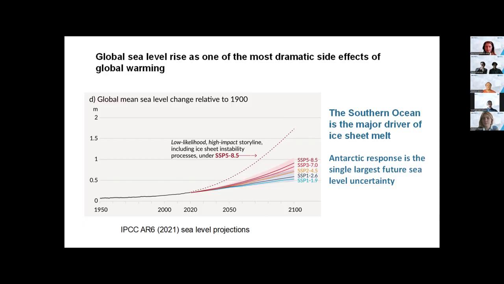So here's from the IPCC report showing that the rate of sea level rise by the end of the century will depend on the emission scenario that we as a society choose to follow in the next years. So the Antarctic has a major contribution to sea level rise, and it also has the single largest uncertainty with that. But to keep in mind, the Southern Ocean is a major driver of ice shelf melt, and therefore immediately relevant for global sea level and ice sheet melt.